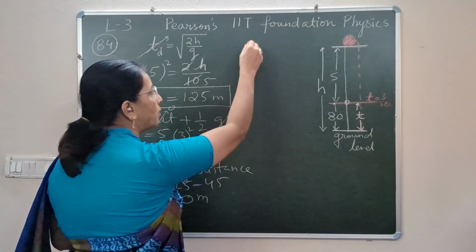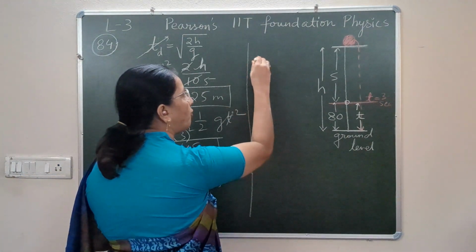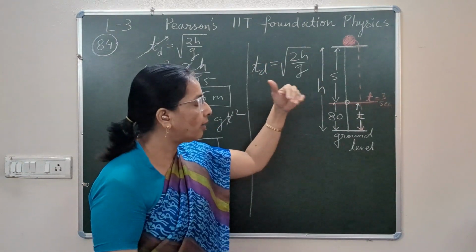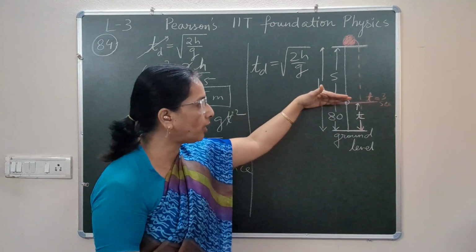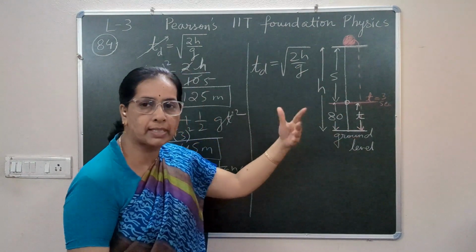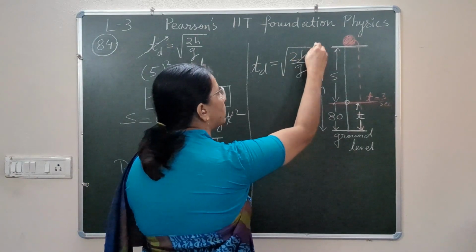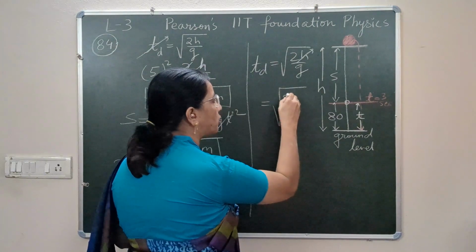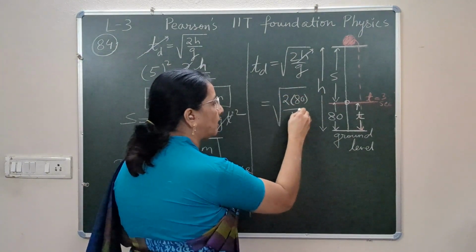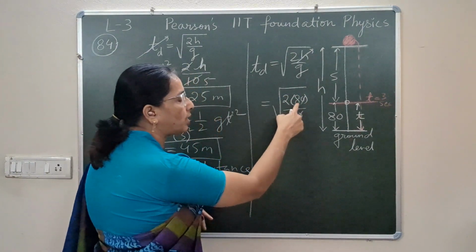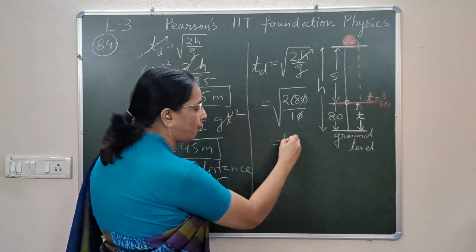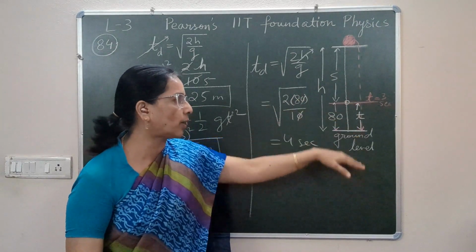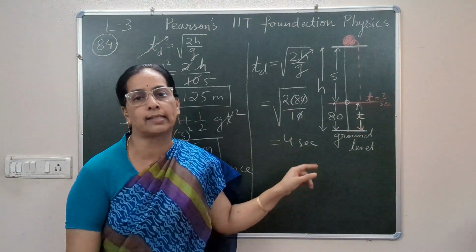That's the question. So once again we will apply the time of descent formula, which is root over of twice h by g. So we have to find the time taken by the body from here to reach the ground. That is the time of descent. This body falls through a height of 80 meters. So time of descent is root over of twice 80 divided by 10. You can cancel this. 2 times 8 is 16. Root 16 is 4 seconds. That means after the first stop, when the body was released once again, it takes 4 seconds to reach the ground.